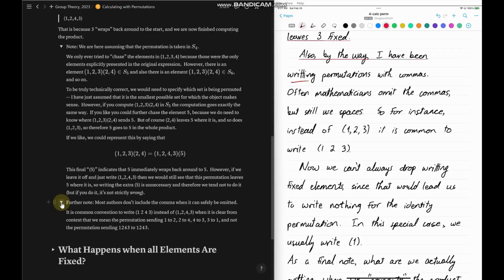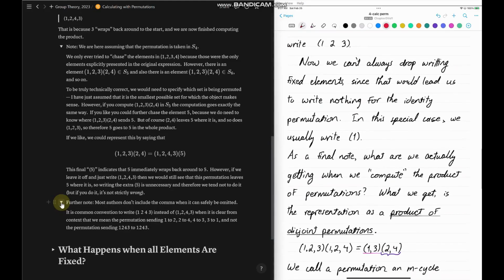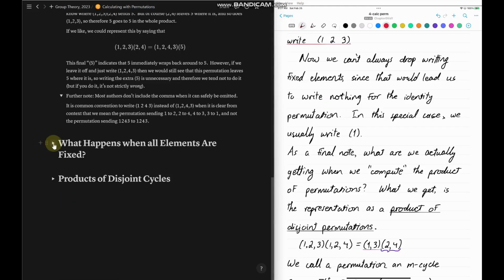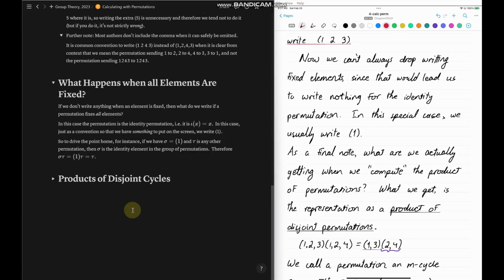Also, by the way, I've been writing permutations with commas. Often mathematicians omit the commas, but still use spaces. So for instance, instead of (1, 2, 3) with commas, it is common to write (1 2 3). Now we can't always drop writing fixed elements since that would lead us to write nothing for the identity permutation. In this special case, we usually write (1).